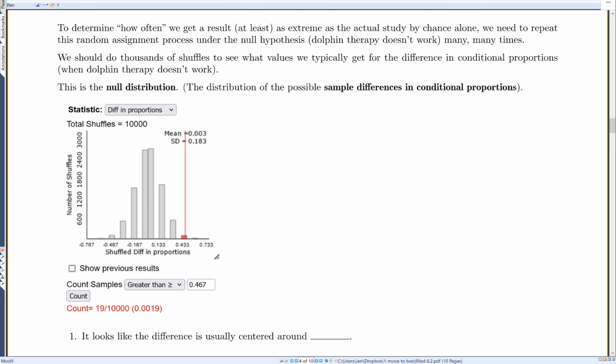So what we want to determine is how often we truly get a result at least as extreme as our actual study by chance alone. So we need to repeat this random assignment process under the null hypothesis that dolphin therapy doesn't work many, many times. We should do thousands of shuffles to see what values we typically get for the difference in conditional proportions when dolphin therapy doesn't work. This is called the null distribution. Remember, that's the distribution of possible sample differences in conditional proportions if the null is true.